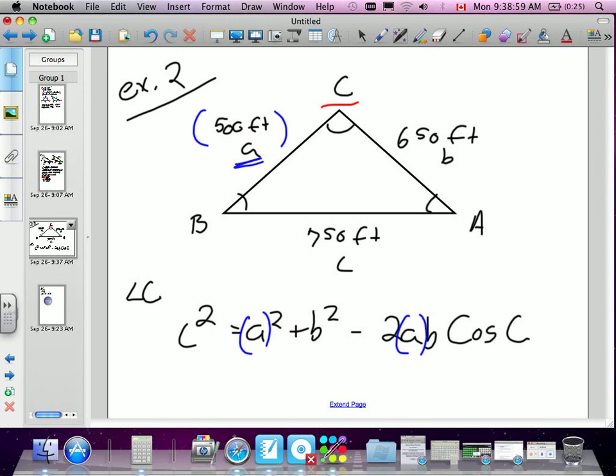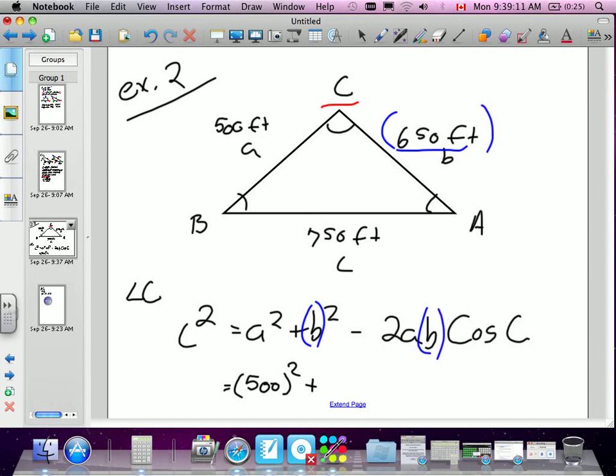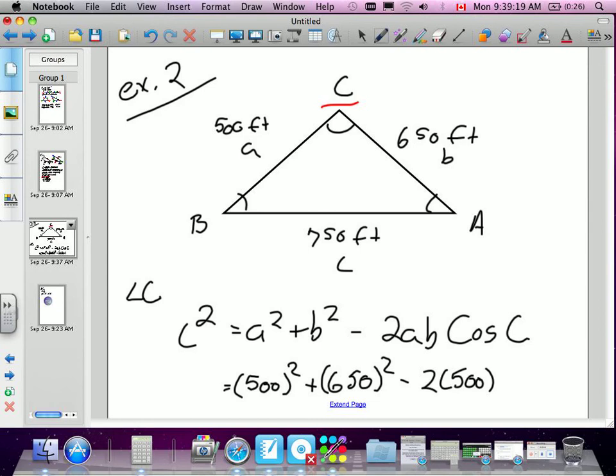Side A is 500 feet. So for both of the A's, I'm going to be replacing those with 500 feet. So 500 squared plus. Side B was 650 feet. So I'm going to replace both of the B's in the equation with 650. 650 squared minus 2. A was 500. We said that before. B was 650. Cos. And finally, the other measurement we have is side C, which is 750.